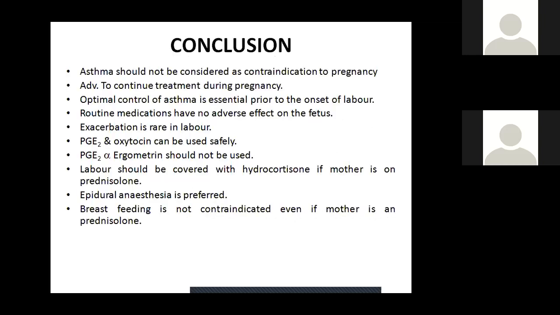Conclusion is that asthma should not be considered as a contraindication to pregnancy. Advice is to continue the treatment during pregnancy. Optimal control of asthma is essential prior to the onset of labor. Routine medications have no adverse effects on the fetus. Exacerbation is rare in labor. Prostaglandin E2 and oxytocin can be used safely. PGF2 alpha and ergometrine should not be used because they cause bronchospasm. Labor should be covered with hydrocortisone if the mother is taking steroids for more than 2 weeks. Epidural analgesia is preferred, and breastfeeding is not contraindicated even if the mother is on prednisolone.